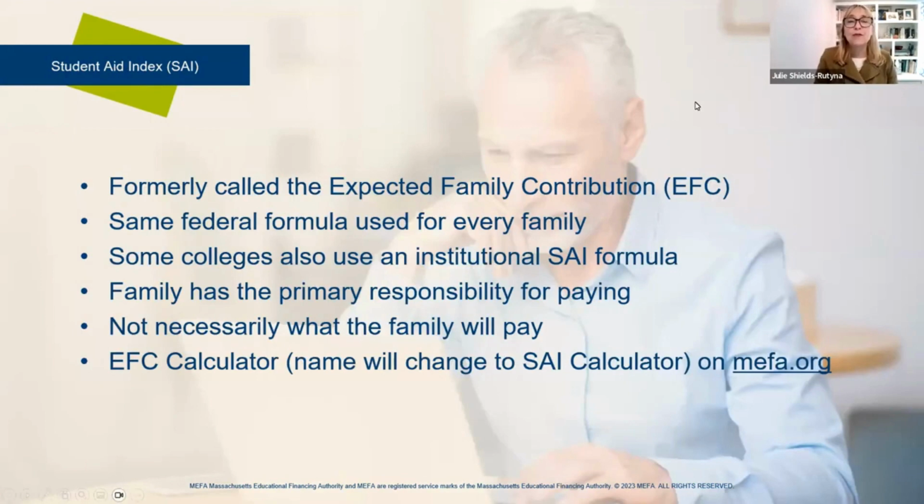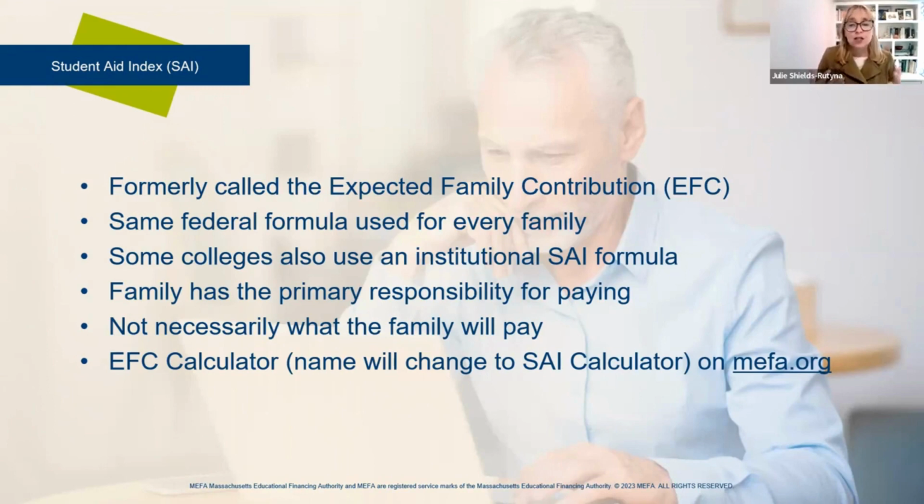And then from the information that you will put on the financial aid forms, the FAFSA, and potentially the CSS profile as well, but from the FAFSA, there's a number that's going to be calculated, and it's called the Student Aid Index. It used to be called the Expected Family Contribution, or EFC. But with the new FAFSA this year, it will be called the Student Aid Index. And that's the same federal formula used for each family. And then the colleges that use the CSS profile will do their own institutional calculation.